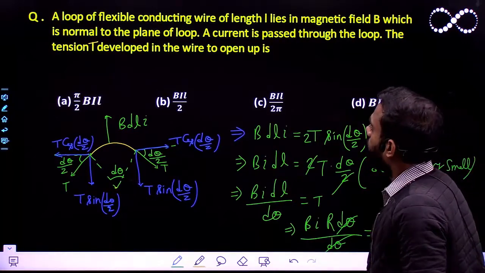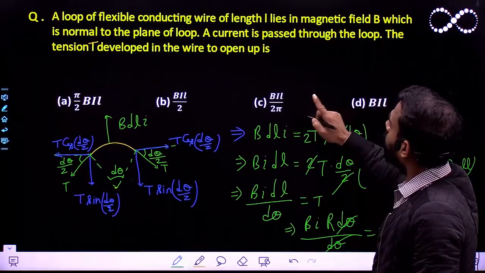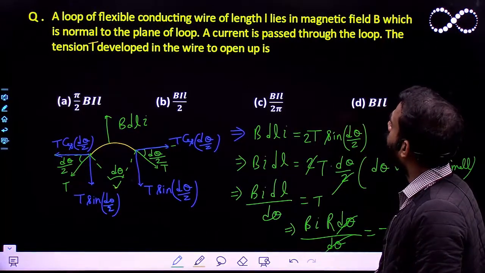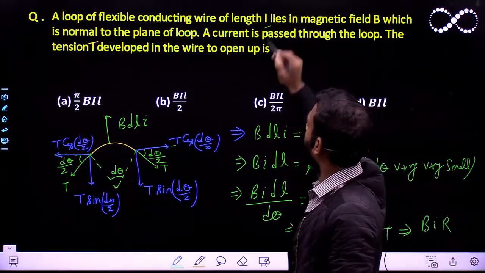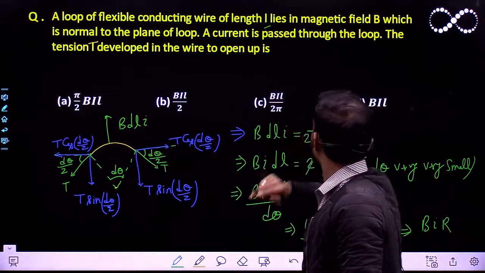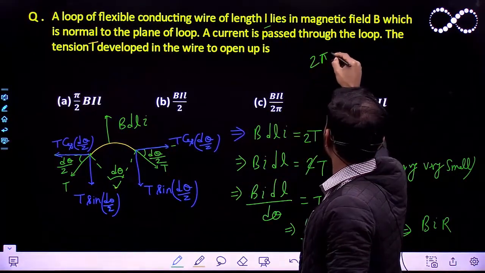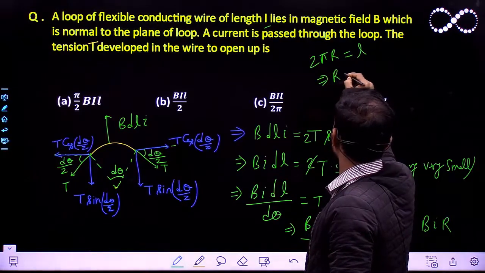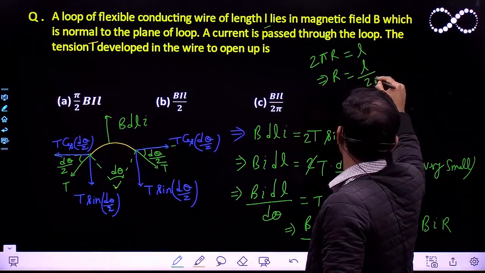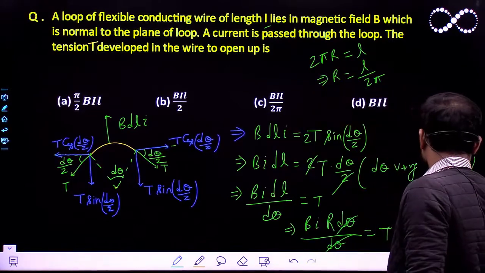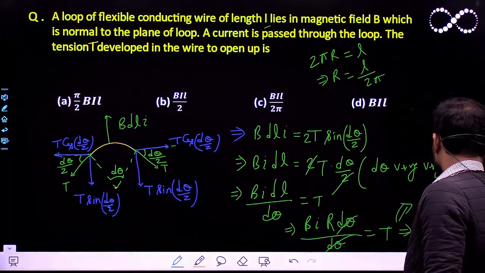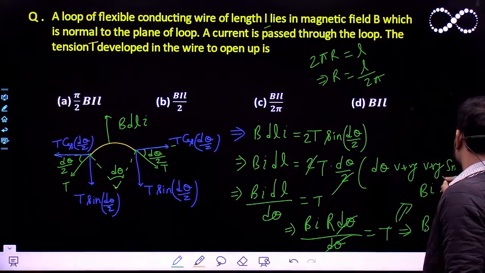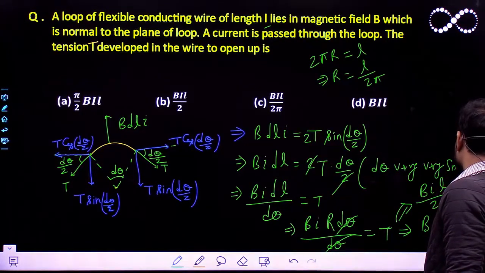Now, it is saying the flexible conducting wire is of length L. So the whole circle has the length L. I can say 2 pi r, where r is the radius, must be equal to L. So from here r will be equal to L upon 2 pi. I can put the value of r in this expression. So I will get B I, and r is equal to L upon 2 pi, so B I L upon 2 pi. This will be the answer.